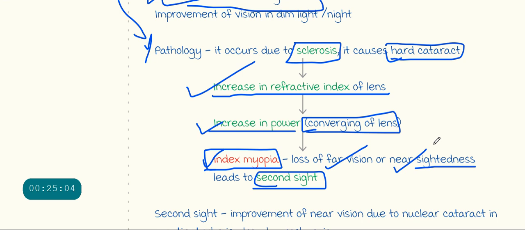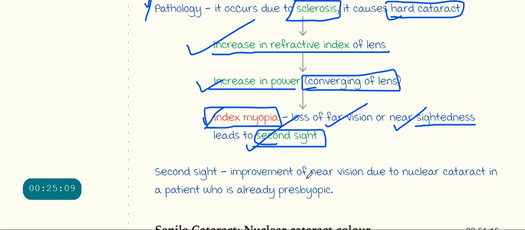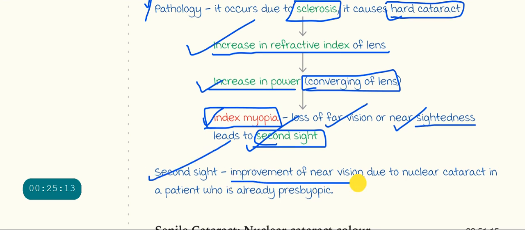Now what is the second sight? It is improvement of the near vision due to nuclear cataract. Basically the patient was primarily suffering from a near vision loss, but now due to nuclear cataract the near vision has improved in a patient who is already presbyopic. So this is an age related factor. Obviously this is nothing but second sight.